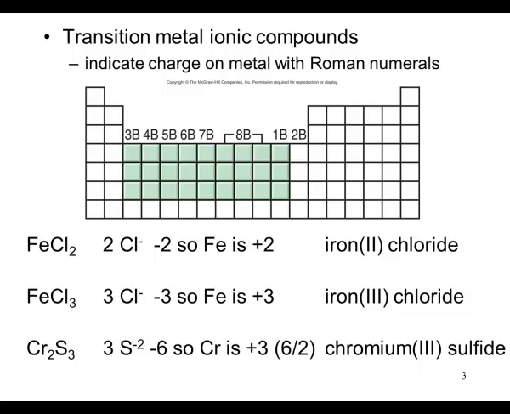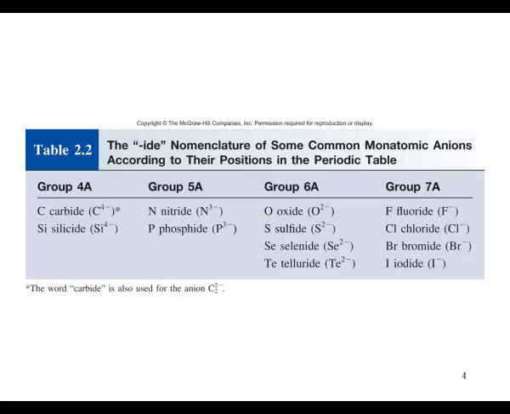Cr2S3 makes the chromium +3, chromium(III) sulfide. Here's a table showing some common monatomic anions according to their positions in the periodic table. Group 4A, the carbon group, is carbide, etc. Group 5A is the nitrogen group, nitride. Group 6A, the oxygen group, oxide. Group 7A, the halogens, fluoride, chloride, bromide, and iodide.